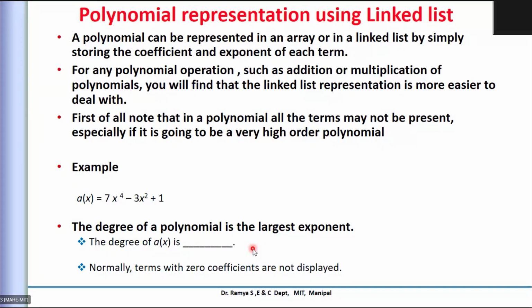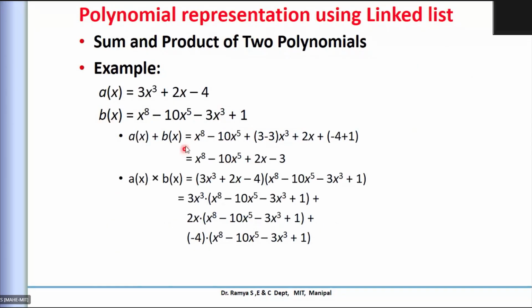This is well known, you already know this concept, but we need to learn how to implement it using a linked list. The example covers two operations: one is the sum, another is the product. In the case of a sum, the degree will not change, only the length may vary. But in the case of a product, we are multiplying, so the degree is going to change.